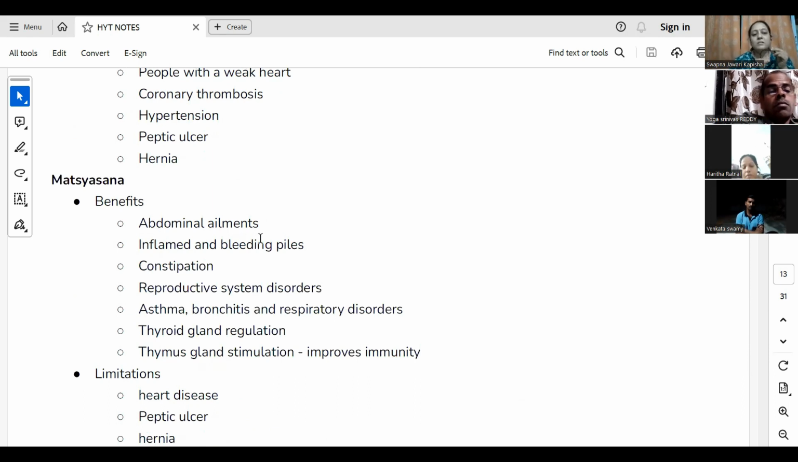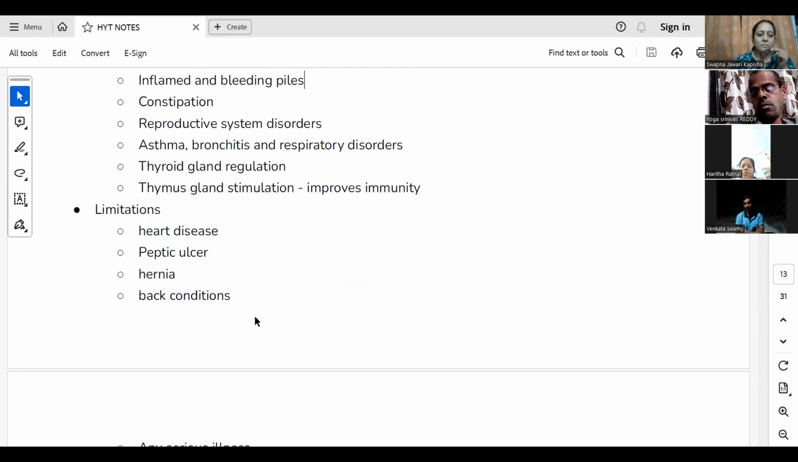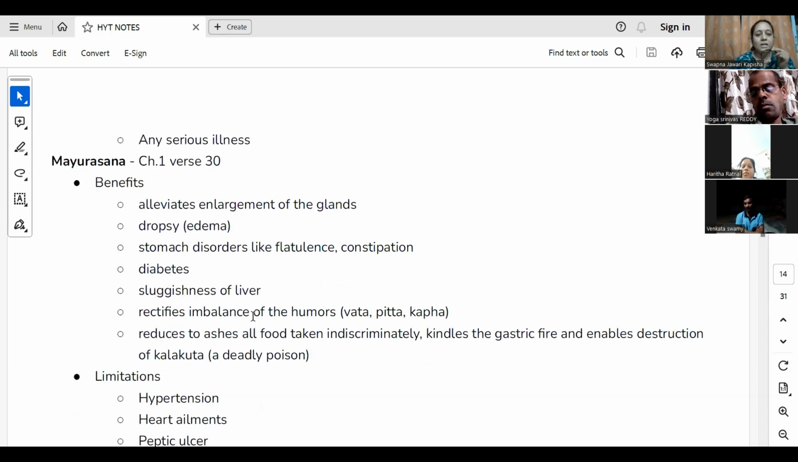Right, Matsyasana for abdominal ailments, inflamed and bleeding piles. You remember this? Just keep this in your mind. Which asana should be used for inflamed and bleeding piles? That is Matsyasana. Constipation, for thyroid gland regulation and thymus gland stimulation, we should use Matsyasana. And Mayurasana, it alleviates the enlargement of the glands. If the glands are too much enlarged, it will help them to contract.